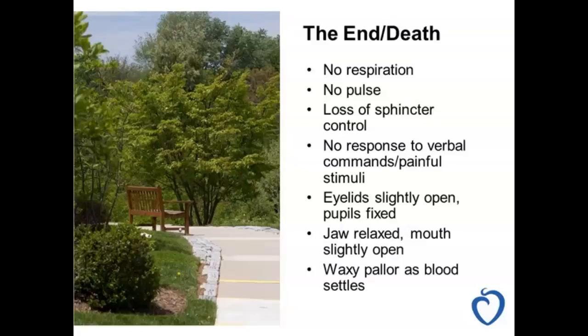Families tell us that they appreciate the fact that they have some idea of what they can look for. At end of life, what do we see? The respirations have stopped. They no longer feel the pulse. They may lose control of bowel and bladder. Their eyes may just be fixed. Oftentimes they are open. The jaw slacks and the color changes. If you've been with someone who has died, all of a sudden you look and realize the color is so dramatically different than when they were still breathing.